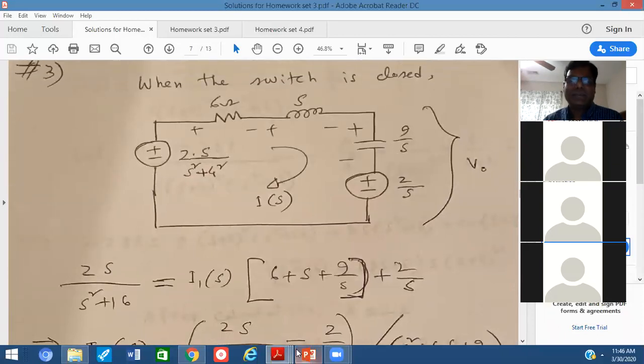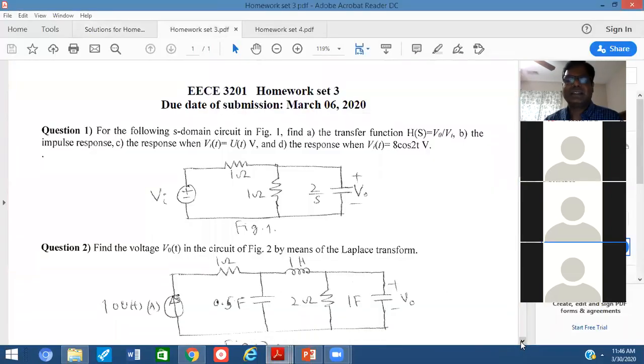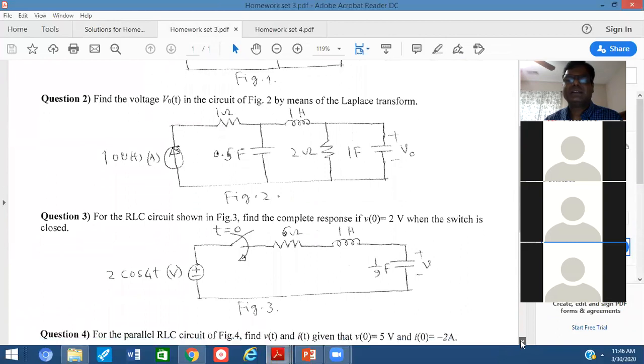You see 3. So therefore, before that, let's have a look at homework 3. So everybody see the problem? For the RLC circuit shown in the following figure, find the complete response if V naught equal to 2 volt. So this initial value is given when the switch is closed. So see the circuit, and because the V naught is given, we have to analyze the capacitor. So we have to see how we can consider this one.